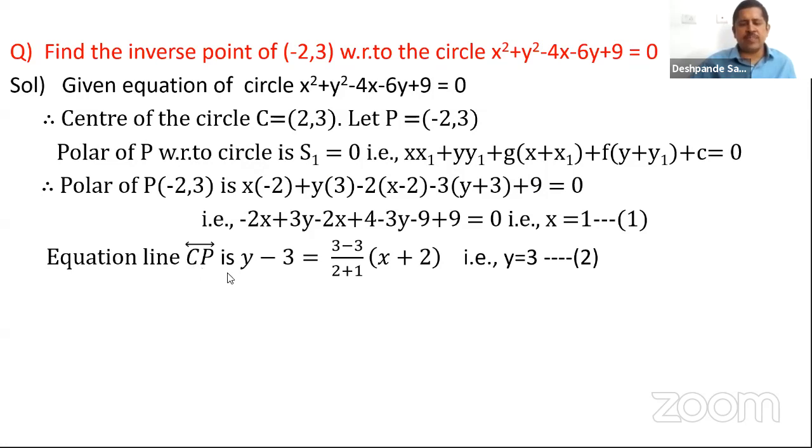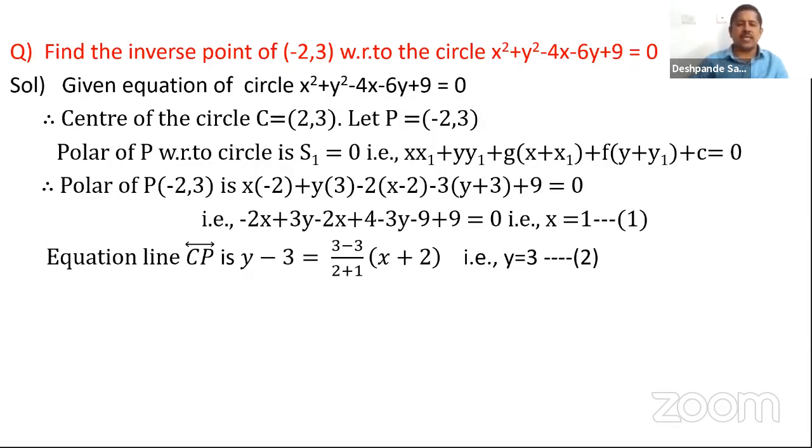Next, equation of CP. So you know what C is? C is (-2, 3) and P is (-2, 3). So what is the equation of a line when 2 points are given? y minus y1 is equal to slope into x minus x1.